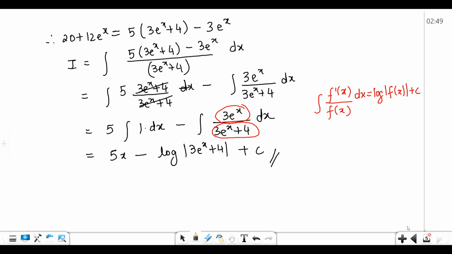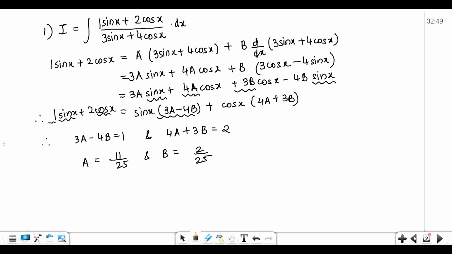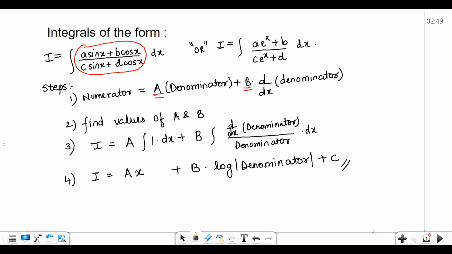So this is how we have solved these two types of integral form along with the steps. Please also work on this, it is a very important question and it may come for your board exam.